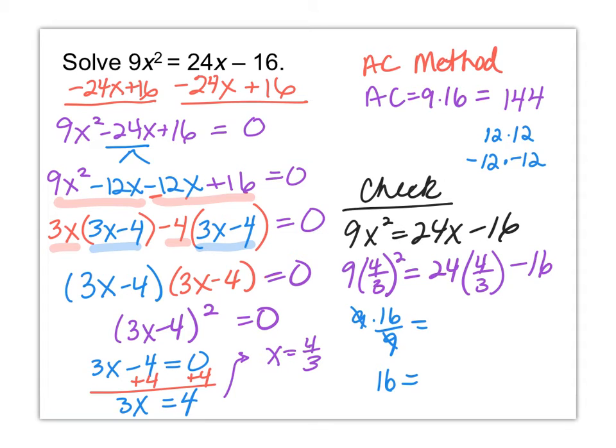On the right side, we have 24 times 4/3. A way to simplify this is by dividing the 24 by 3 to get 8, and the result is 8 times 4, which is 32. And 32 minus 16 is also equal to 16. So we know that that is a solution to the original equation. So our solution is x equals 4/3.